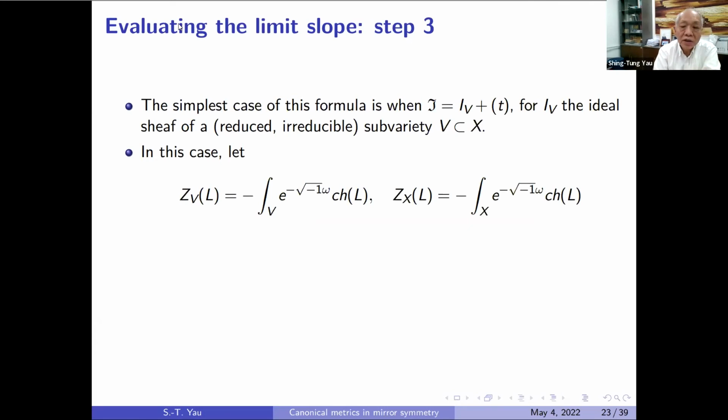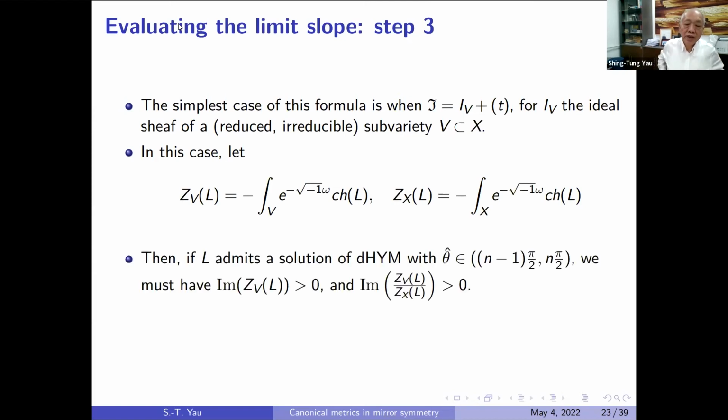So the central charge related to a subvariety V is defined to be the integral of exponential minus i omega times the Chern character of L, and so is the central charge defined over the total space X. So we look at the limit. We found that if L admits a solution of the deformed Hermitian-Yang-Mills equation with the theta hat that we have in that equation, we must have the imaginary part of the central charge on V bigger than 0, and the imaginary part of the ratio between V and X to be strictly positive.